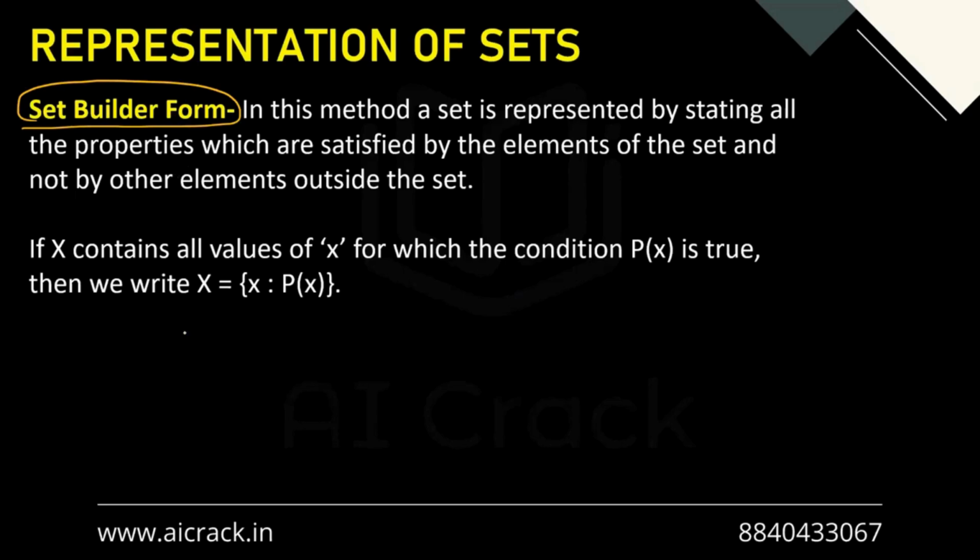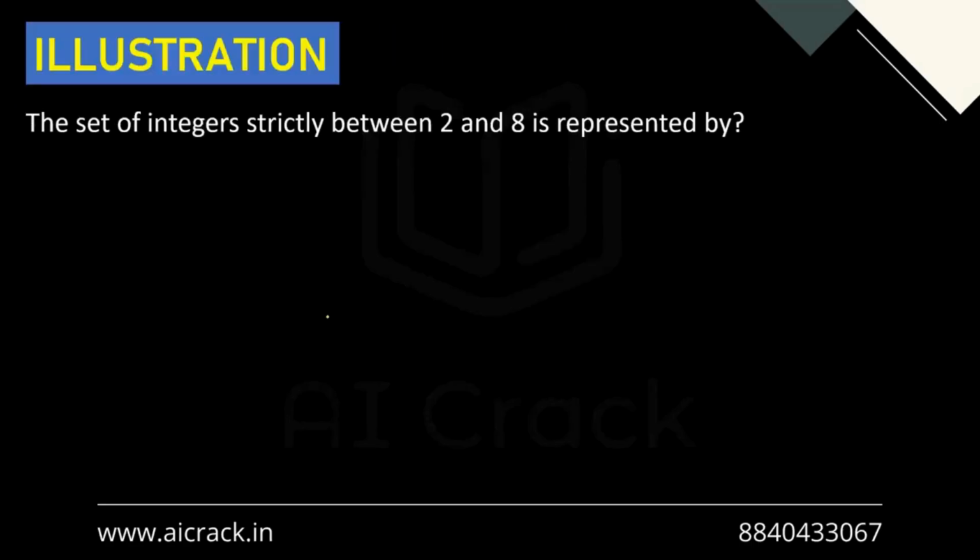And how set builder form works: this is the set, this is the variable representing all the elements, and this is the common property attached with all the elements of that particular set, right? So let's take an example first and then we'll understand. The set of integers strictly between 2 and 8. So the common property over here is that all of them are integers and all of them are in between 2 and 8.